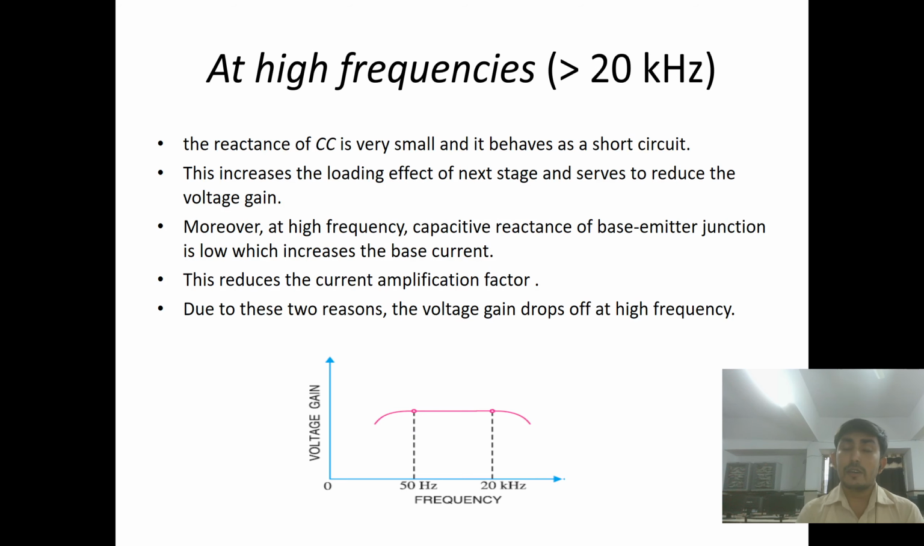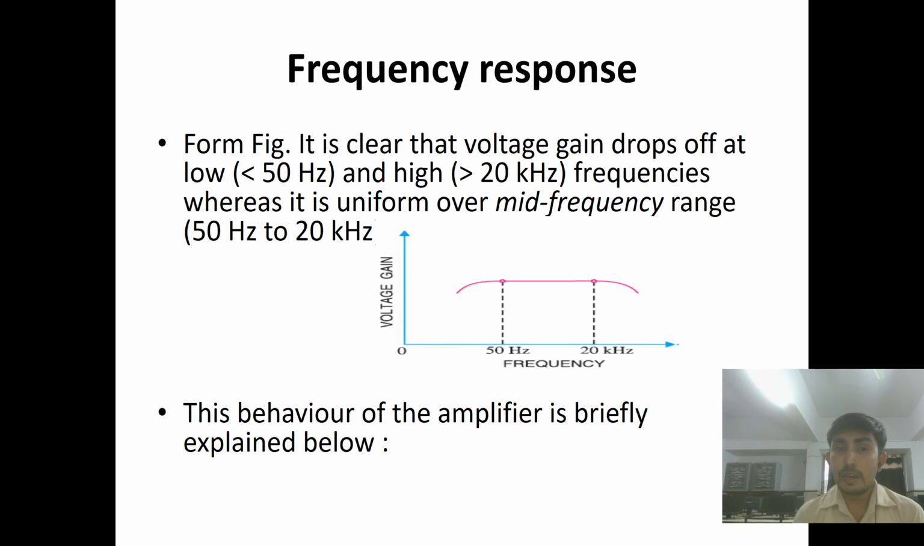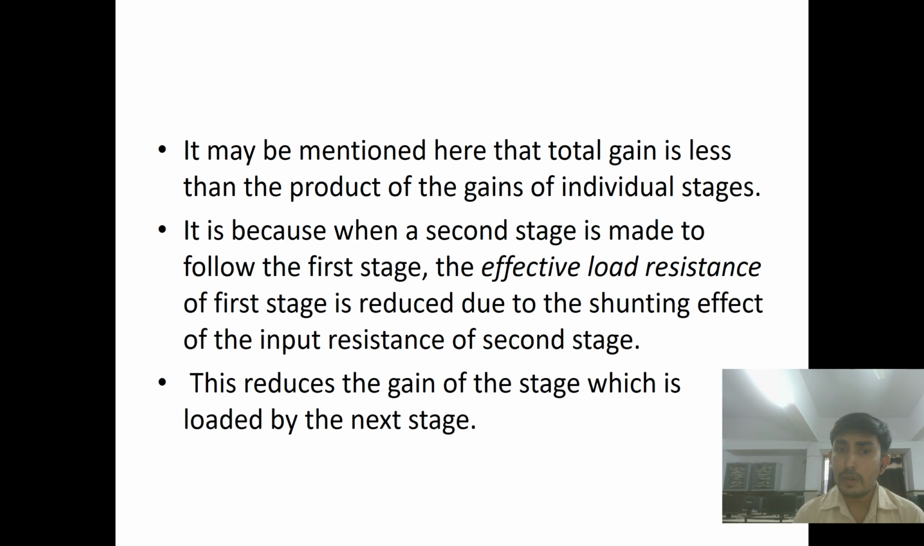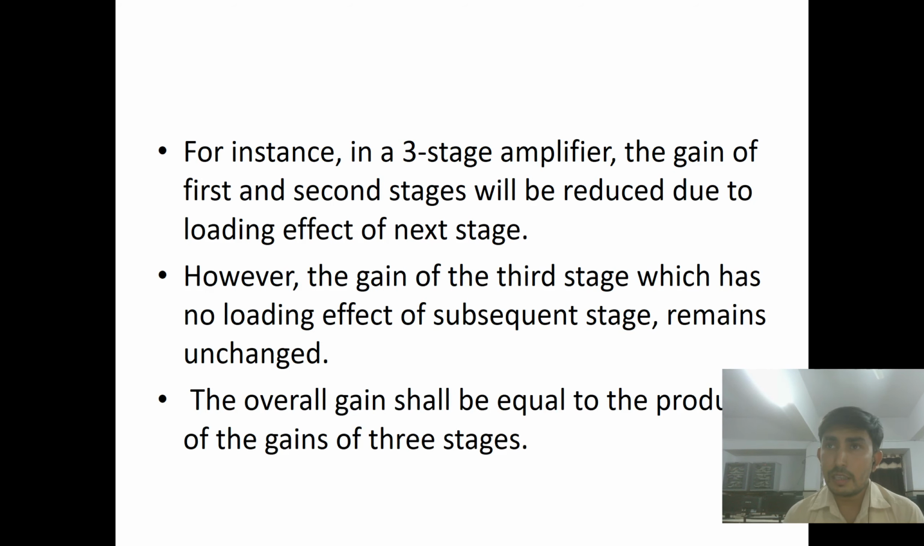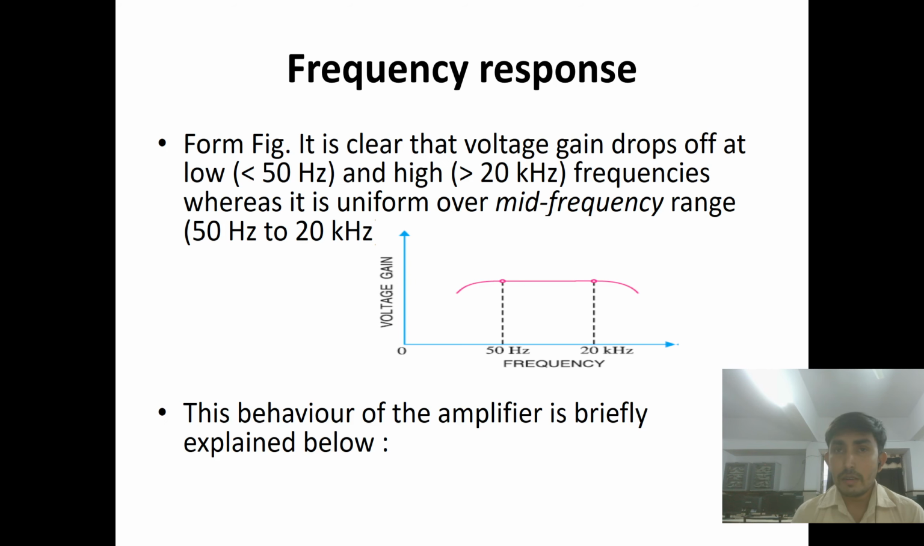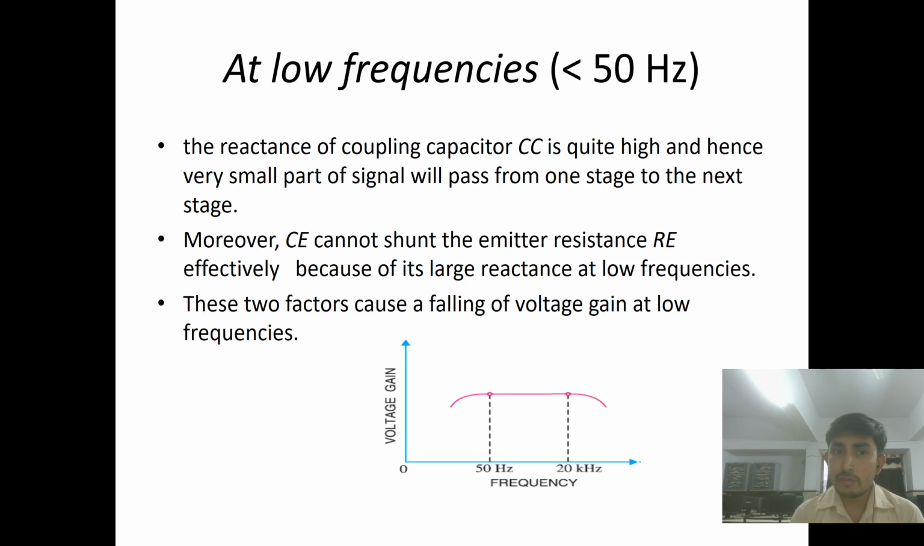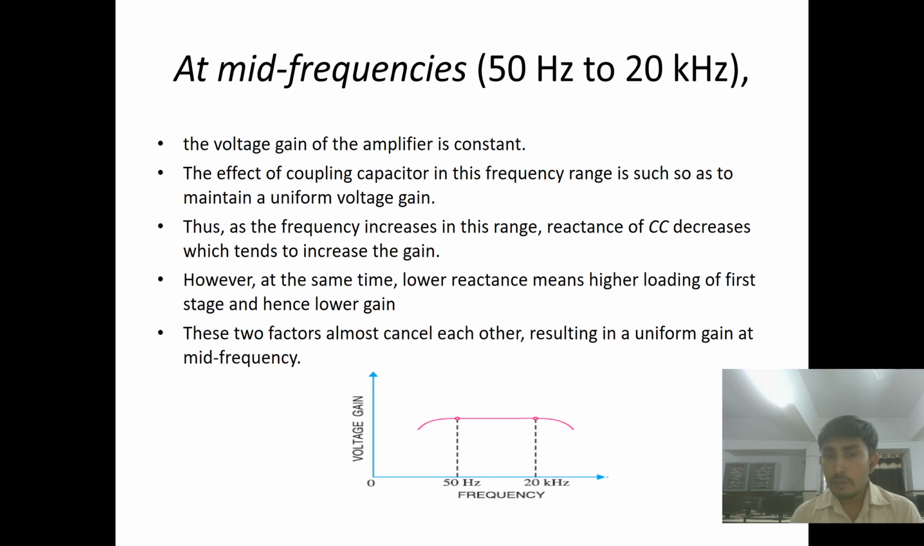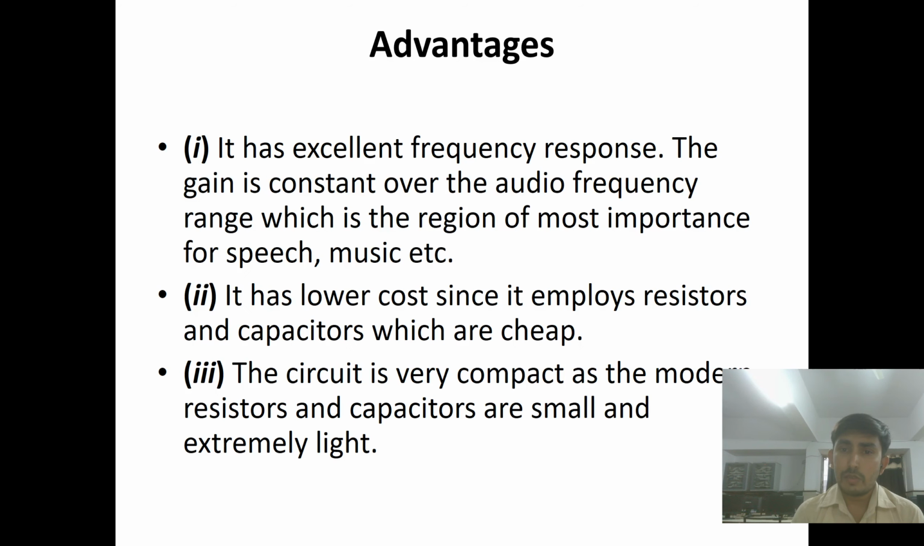So we can complete it. The first type of amplifier is the RC coupled amplifier, in which the coupling is done using a resistor and capacitor. Then we discussed the frequency response. At lower frequency the gain is reduced, at higher frequency the gain is also reduced, but at mid frequency, that is our audio range, the gain remains almost constant. That's why we use this for the audio frequency range.